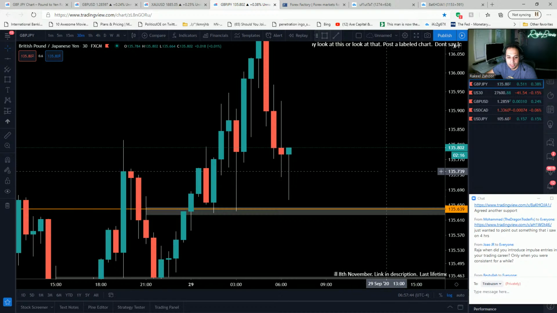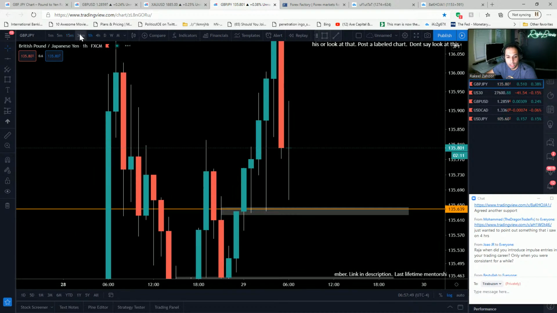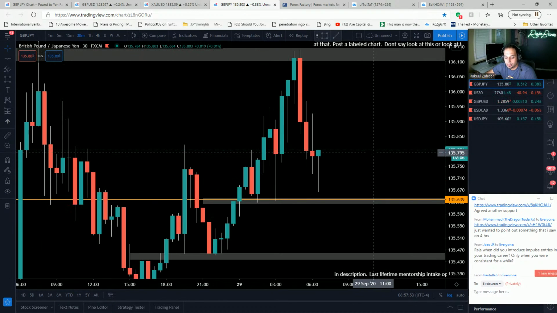Oh, look at that. The 30-minute candle is moving bullish over here. The 15-minute candle is also moving bullish. The 1 hour candle is about to close. Just waiting for this candle to close in 2 minutes.